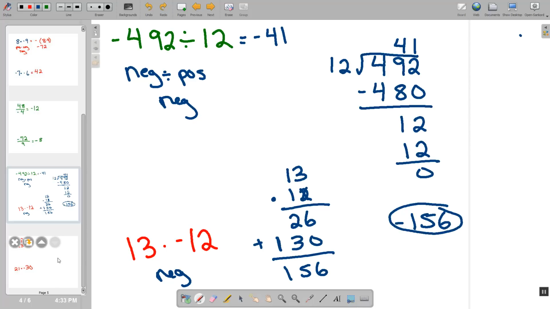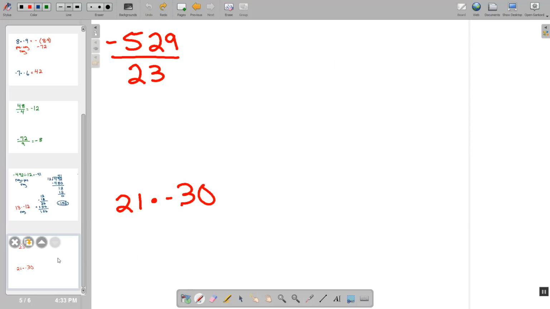Our final two problems are here. The video is going to ask you to do them first, and then I will see if your answer matches mine. Since you've worked through these problems already, I'm going to go a little bit quicker here. We know that negative 529 divided by 23 will give us a negative answer. So we're going to do long division for the rest of this problem.